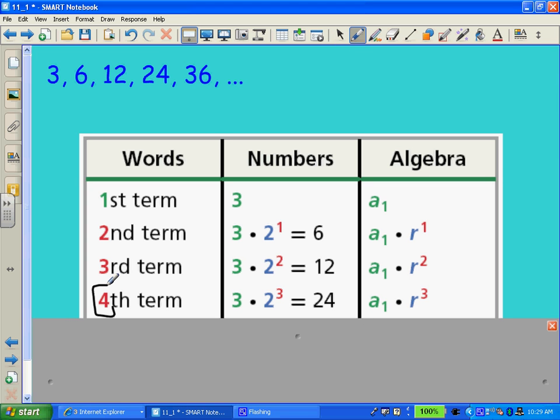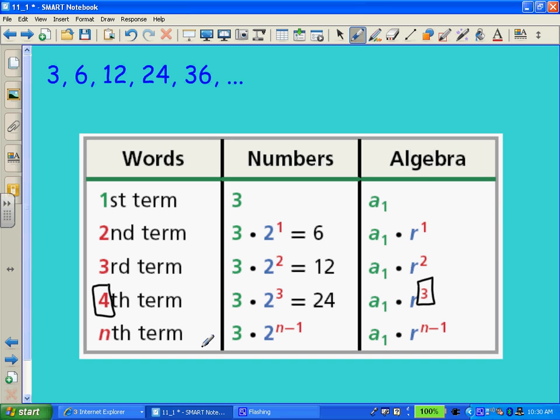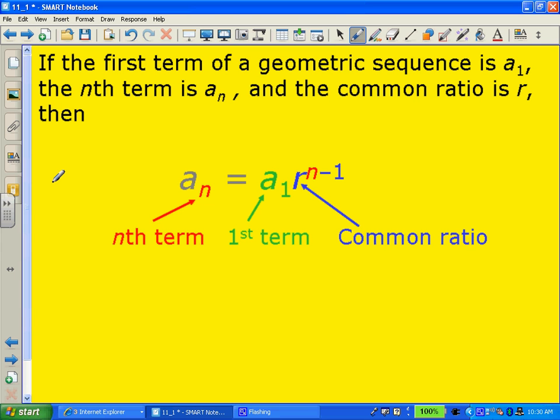Now, hopefully, once again, you're noticing a pattern. Notice what term I'm on. Notice what power I use. The relationship between them is that the power that I use, or the exponent that I use, is always 1 less than the term that I'm on. So therefore, when I'm finding the nth term, remember nth term means any term in the sequence, I take the first term times my common ratio to the power of n minus 1. Okay? And that is, in fact, our formula for geometric sequences.